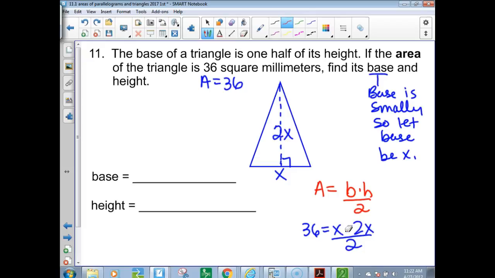By properties of fractions, if you have a product in the numerator and you have something in the denominator, you can reduce. So why don't we just cancel out the 2 since we're dividing by 2 here. Now we have 36 equals x times x, which is x squared. So you take the square root of 36 to get x, which would be 6. So if 6 is x, then the base is 6 millimeters because it was in square millimeters for the area. And the height is 2 times 6, so it'd be 12 millimeters.